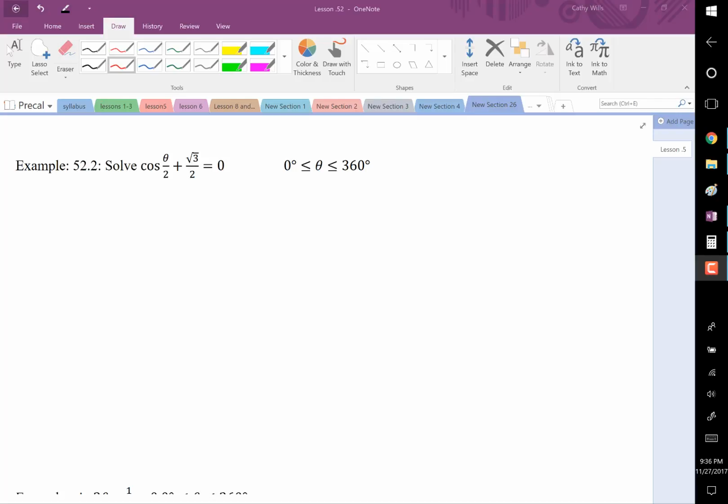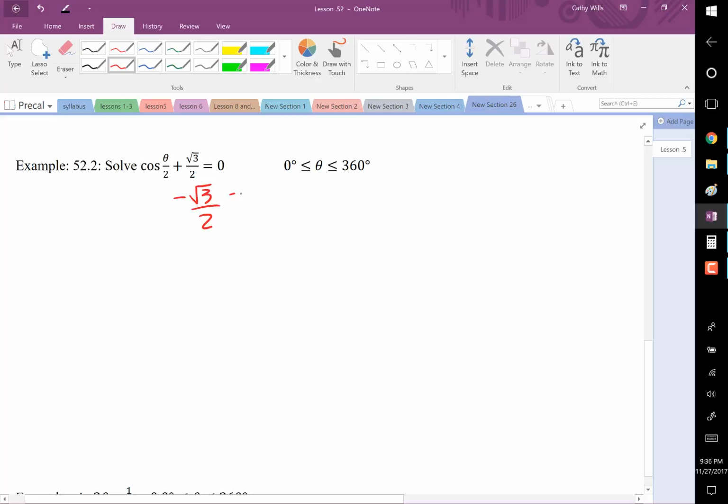Okay, so here's another example where we have a trig equation where we don't just have theta in the argument, but now we have theta over 2 in the argument. So cosine theta over 2 plus square root of 3 over 2 equals 0. We're looking for all the values of theta that will work in that equation. So the first thing we have to do, again, is isolate the trig function. So we're going to subtract square root of 3 over 2 on both sides.